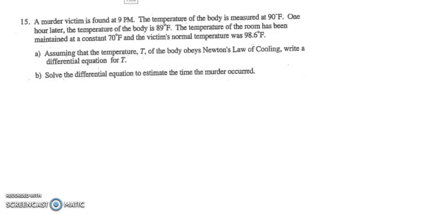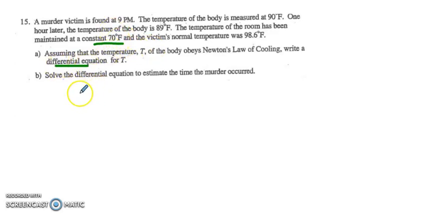All right, anytime I see the words murder victim to start a problem, I assume it's going to be a Newton's law problem. So at 9 p.m., the temperature of the body is 90 degrees. An hour later, the temperature is 89 degrees. The room temperature is a constant 70 degrees, and normal temperature of the body is 98.6. So this room temperature is going to be that external temperature.